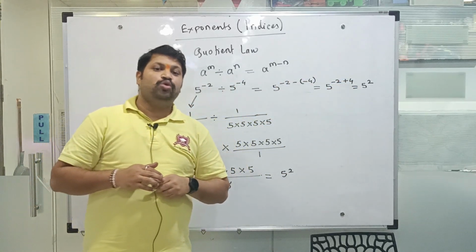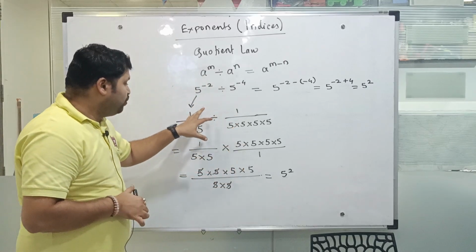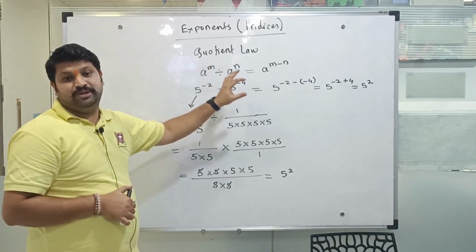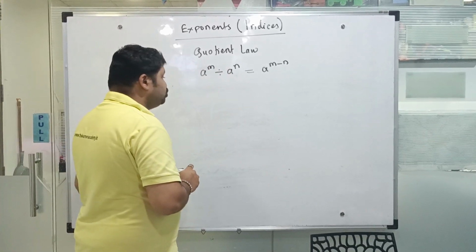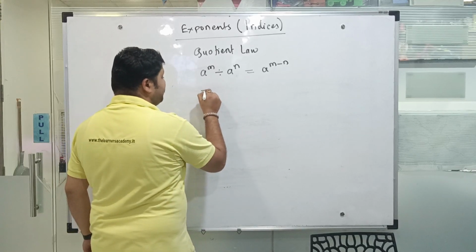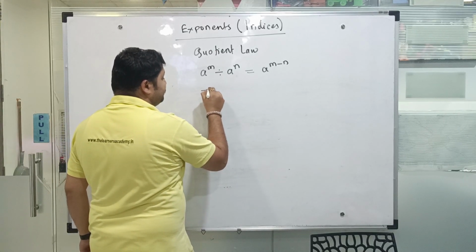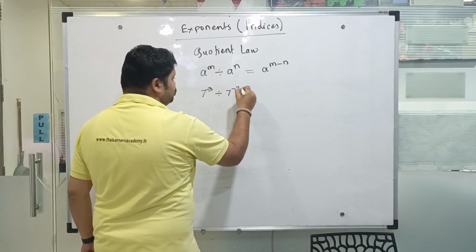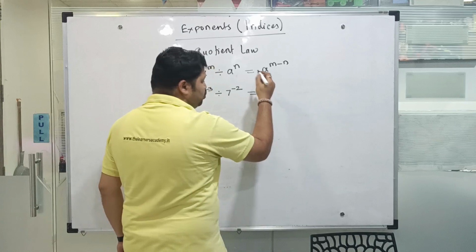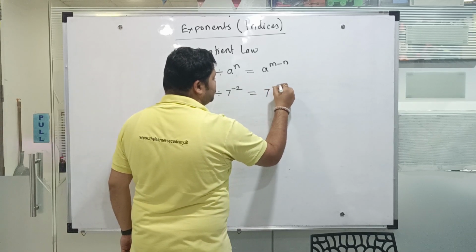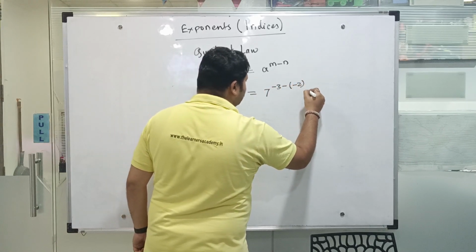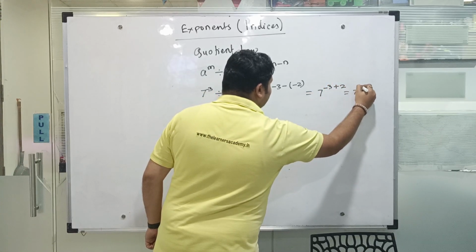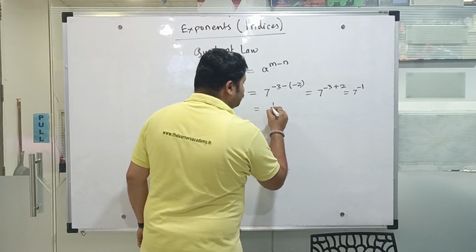Now let us check what happens when the index of the numerator is smaller than the index of the denominator. So let's say we have 7 to the power of minus 3 divided by 7 to the power of minus 2. By the rule we can write it as 7 to the power of minus 3 minus minus 2. So that would be 7 to the power of minus 3 plus 2. So that is 7 to the power of minus 1, or it would be equal to 1 upon 7.